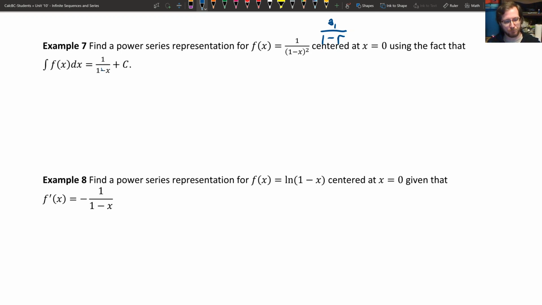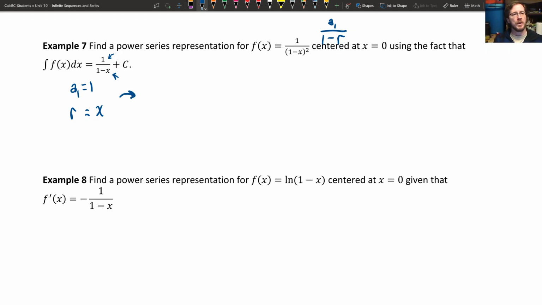But looking at the integral, the benefit of this new theorem is we can say, hey, this looks a whole lot like that. So we can just pick out our initial term here and our r value here. It's even already in subtraction. And we can build the power series of our integral and then take the derivative of that to find our f of x.